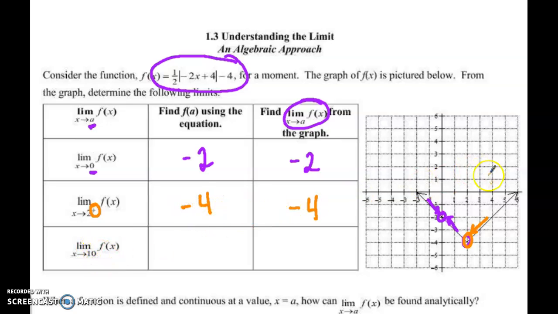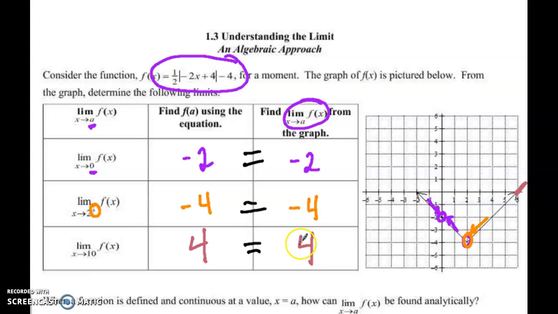And I know they don't give you 10 on the graph, but if you continued on and looked at the graph over here at x is 10, if it kept going, you would see that this is 6, 0, it would be 7, 1, going on and so forth, 8, 2, 9, 3. It is 4, and you can believe me. But otherwise, you can look at this and say, negative 2 times 10 is negative 20, plus 4 is negative 16, absolute value is positive 16, half of that is 8, minus 4 is 4. And what you should notice is all of these are equal.